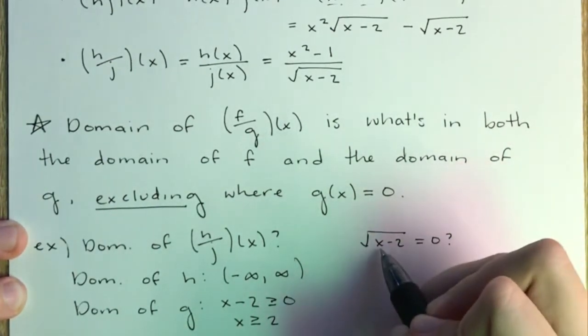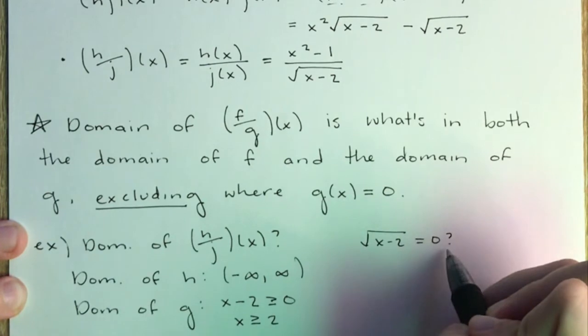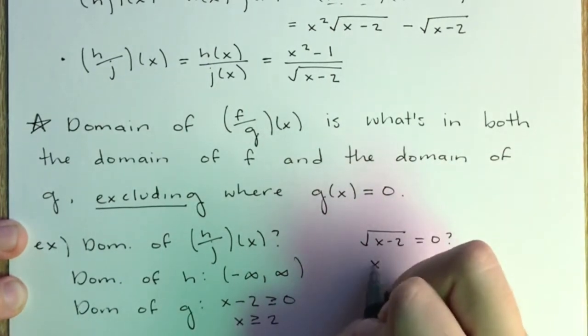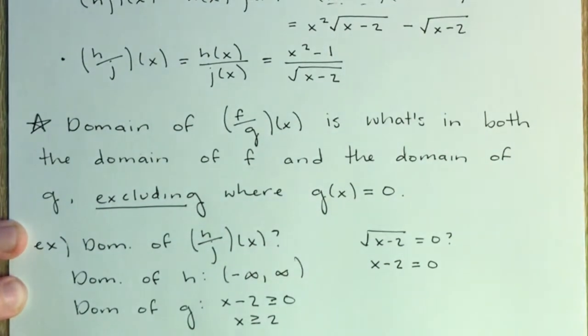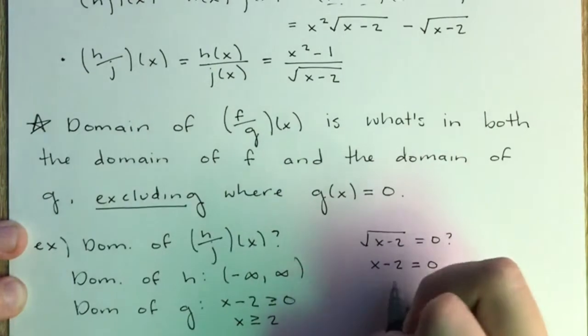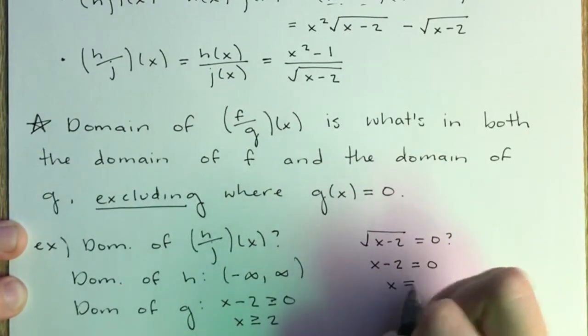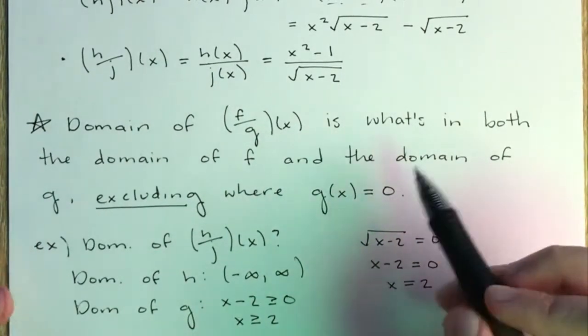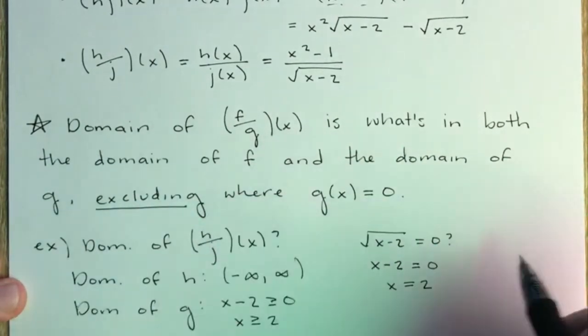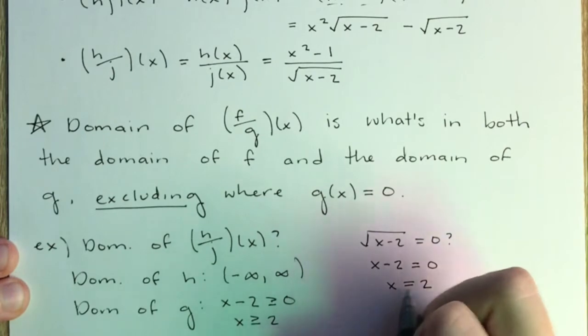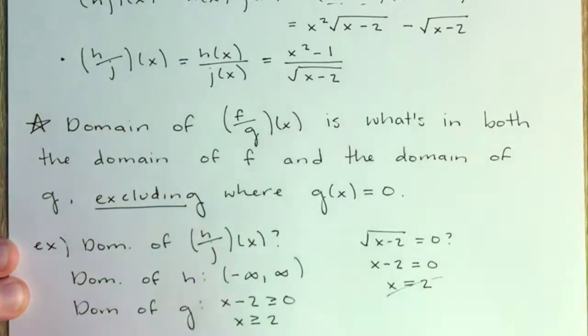Well, we know the square root of x minus 2 is going to equal 0 when x minus 2 is 0, right? So that means that when x is 2, then g of x, or j of x here in this case, is equal to 0. So x cannot be 2. We want to exclude where x is equal to 2.